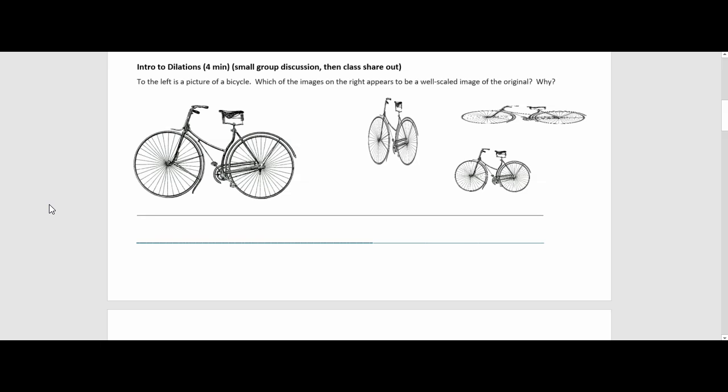So on the left, we have a picture of a bicycle, and on the right, we have three other bicycles. What I want you to think about is, if we look at this bike, which of these three is a well-scaled image of the original and why? Only one of them is well-scaled. Think about what makes it a well-scaled image.